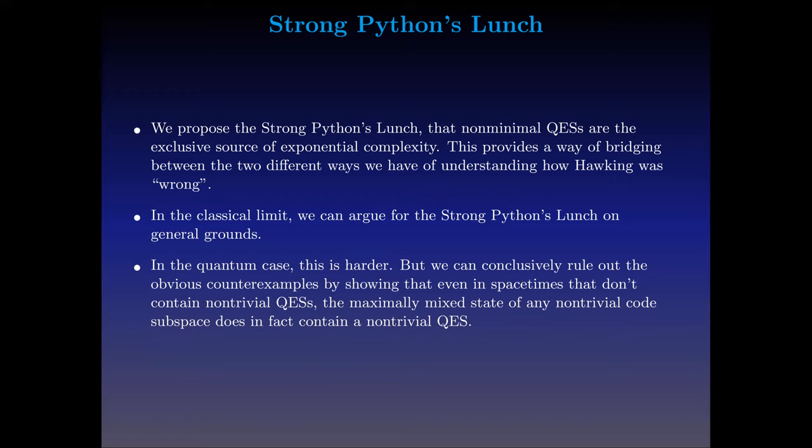And this provides a way of starting to bridge the difference between these two ways in which Hawking was wrong. In the classical limit, we can argue for the strong Python's lunch on fairly general grounds. I wouldn't call it a proof. It's a physics level of rigor proof, but it's pretty strong. In the quantum case, we don't prove it. It's very hard to imagine how we would prove it.